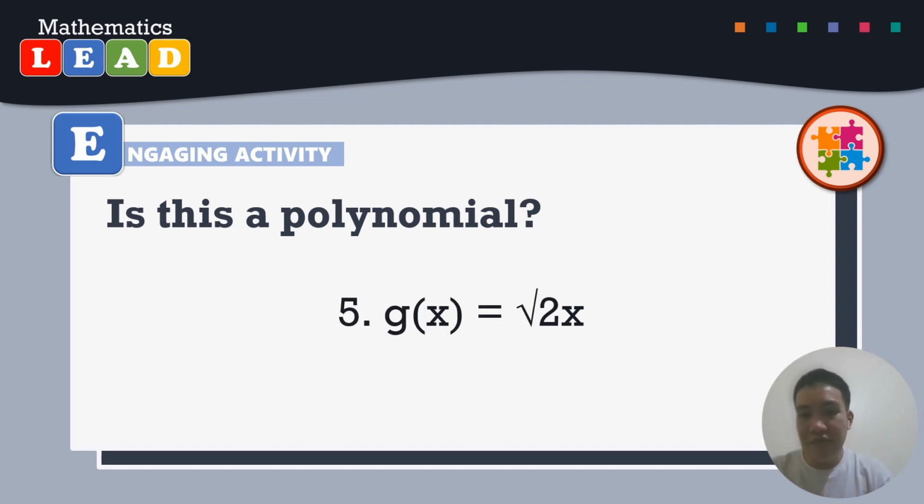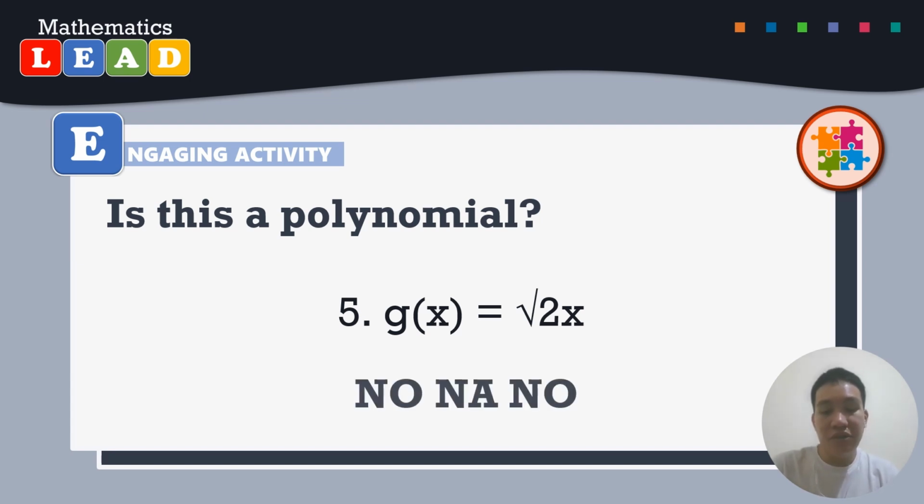For our last given, g of x is equal to the square root of 2x. Is this a polynomial function? The answer is no. Why? Because any coefficient value that has a radical sign is not an example of a polynomial function.